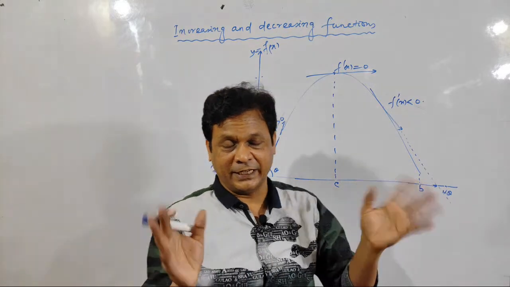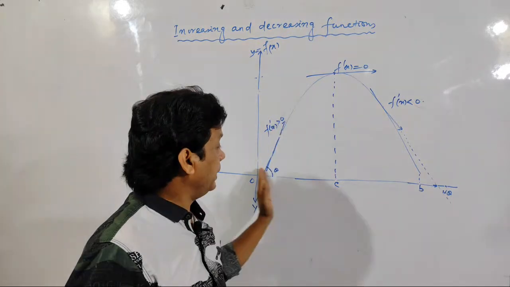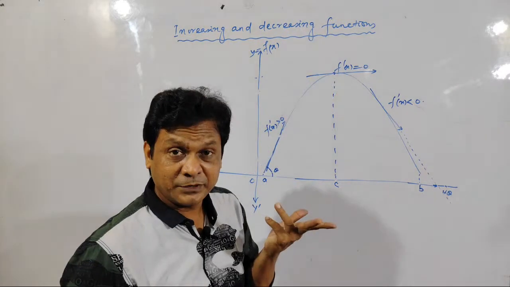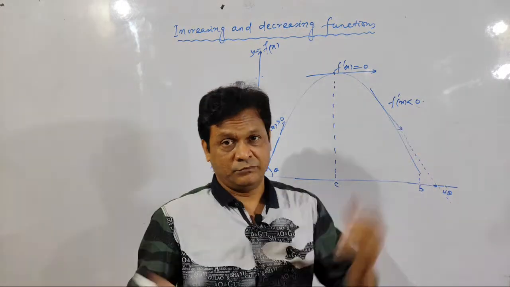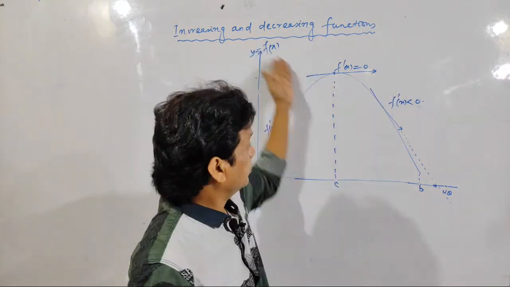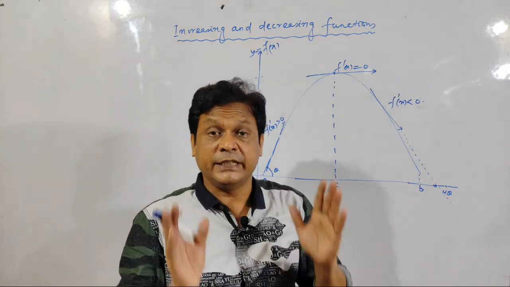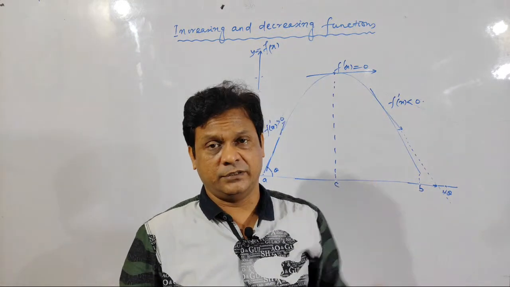Clear? See here again. Between A and C, the graph is increasing. Between C and B, it is decreasing. And between A and B, it is neither increasing nor decreasing. It is neither continuously increasing nor continuously decreasing. That means in that case, you will say that, sir, it is neither increasing nor decreasing.